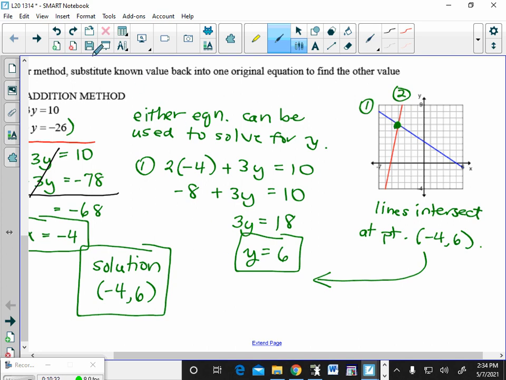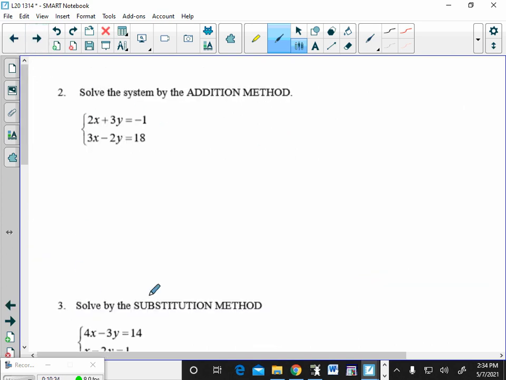Okay, moving on, let's take a look at what we're going to have now. Solve the system by the addition method, okay? Addition method says we're going to add these together to eliminate a variable. I cannot do that right now, but I notice that I have a plus and a minus. So now, if I multiplied this first equation by a 2 and the second equation by a 3, I would have a 6y and a -6y, and that is going to work out for us. So let's go ahead and do that.